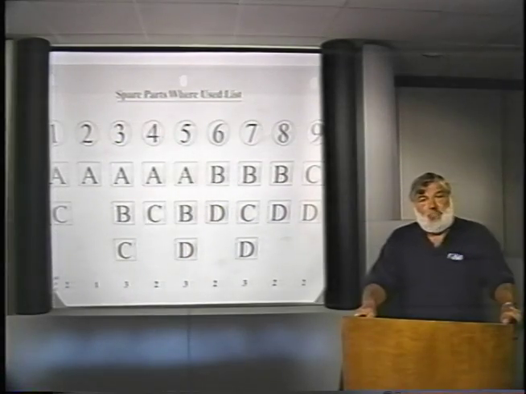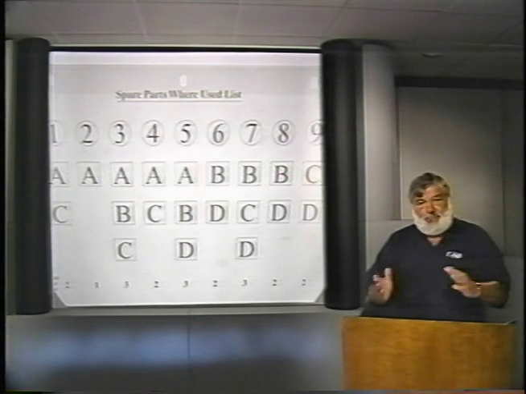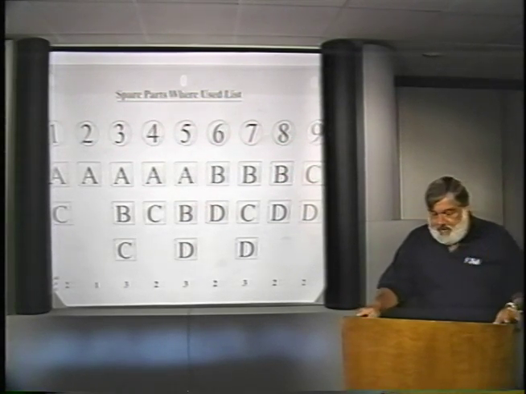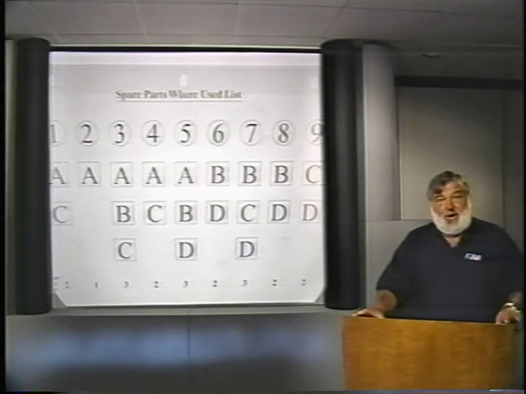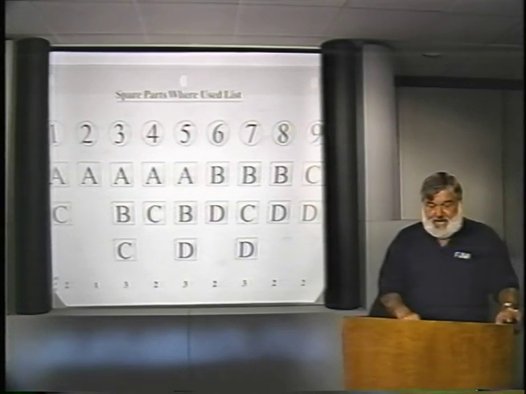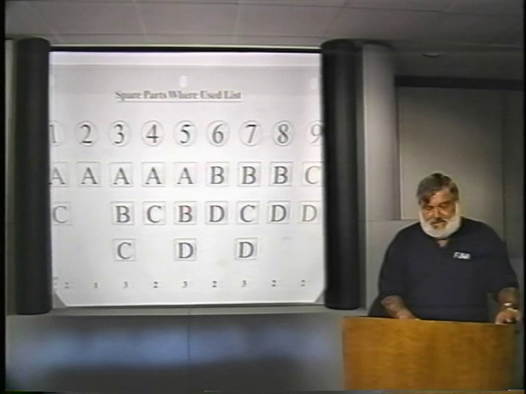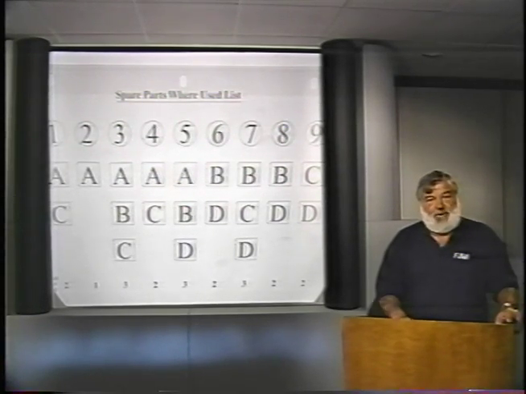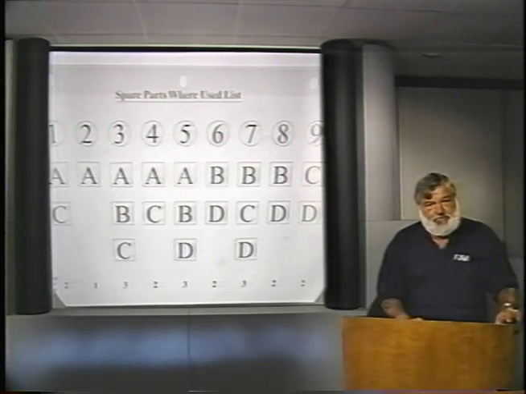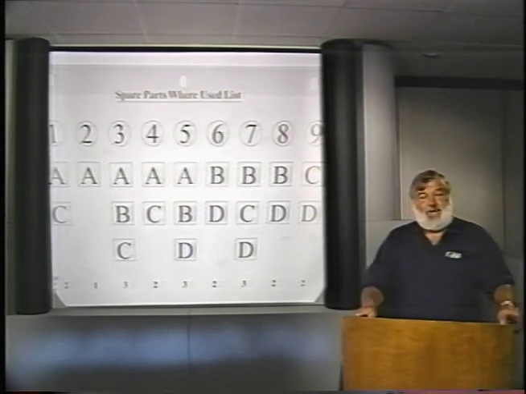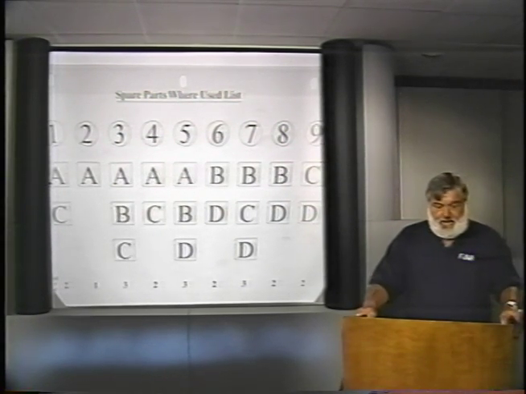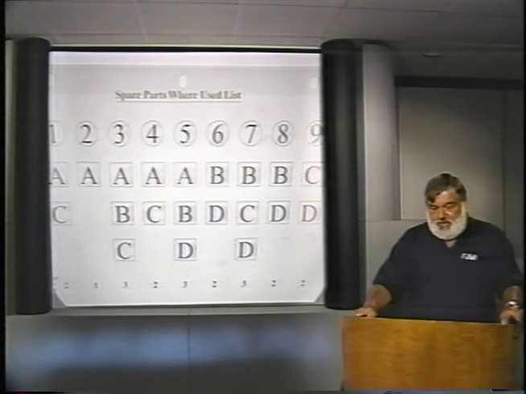Now, if we would flip back and forth between the preceding page and this where used page, you'll see that the square boxes that represent the equipment identify the various equipment that the part is used in. As an example, part number 1 is used in equipment A and C. Part number 2 is used in equipment A, and subsequently part number 3 is used in A, B, and C, and so forth.